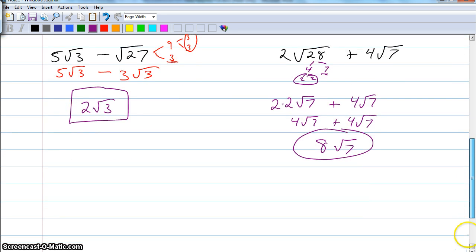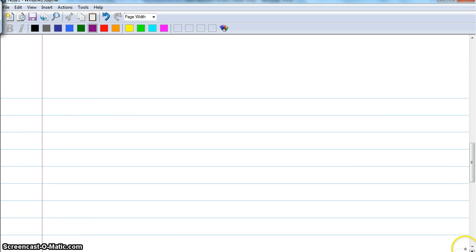So I want you to try these next two by yourselves. You get 5 root 32 minus 4 root 18. Right away you see they're definitely not the same. However, you can probably go and simplify them. And then 3 root 45 minus 8 root 20. Go ahead and press pause and give those two a shot.